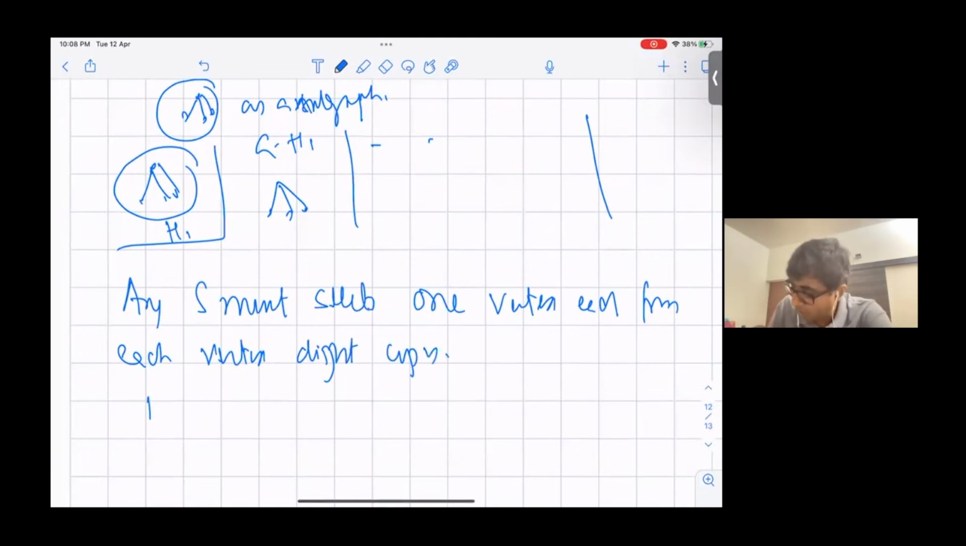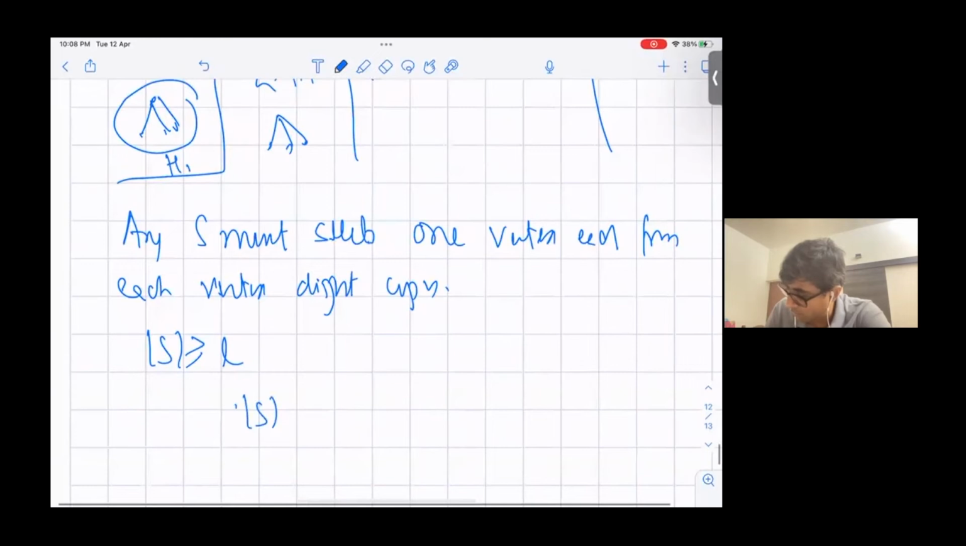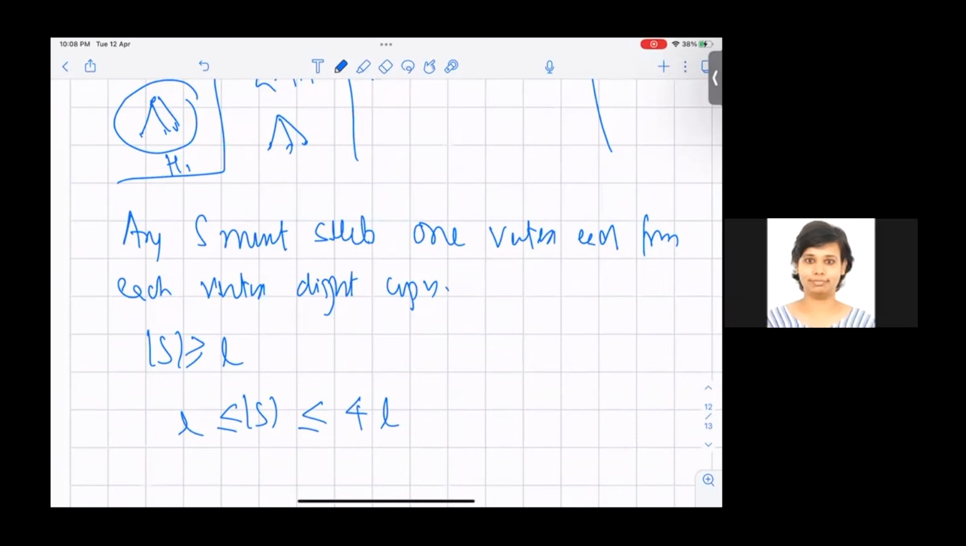So what do you know? The cardinality of S is at least L, where L is the number of copies you got. And what are you returning? A set of size at most 4L. So what factor approximation did you get? 4. Is that fine with everybody?